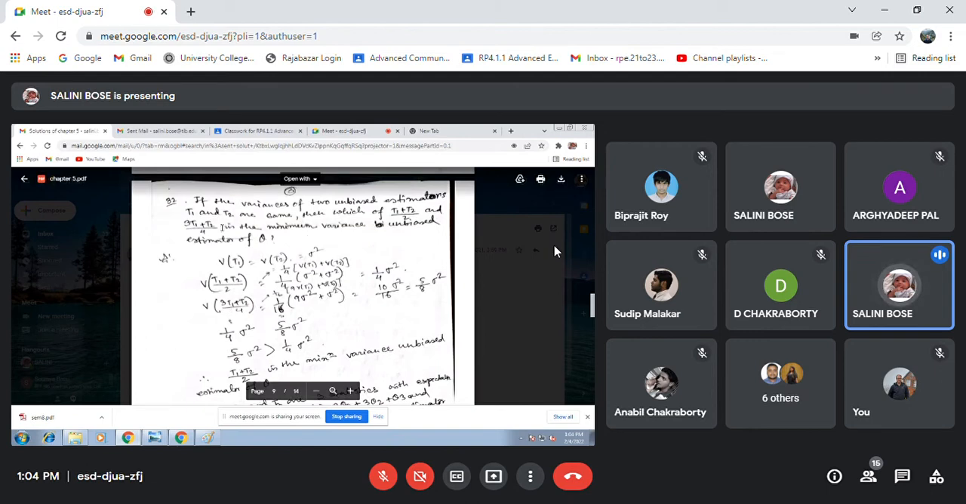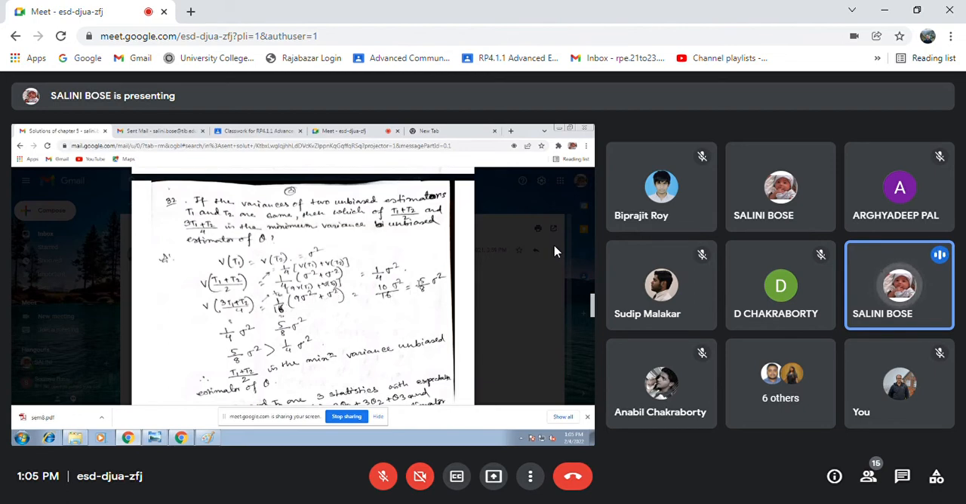Another is variance of (T1 plus 3 T2) by 4. And 1 by 4 is a constant, so if you take it out, it will be squared, that is 1 by 16. And this will be variance of T1 plus 9 variance of T2, because 3 squared is 9. So 9 sigma square, and this is also sigma square. So 9 plus 1, 10 sigma square by 16.